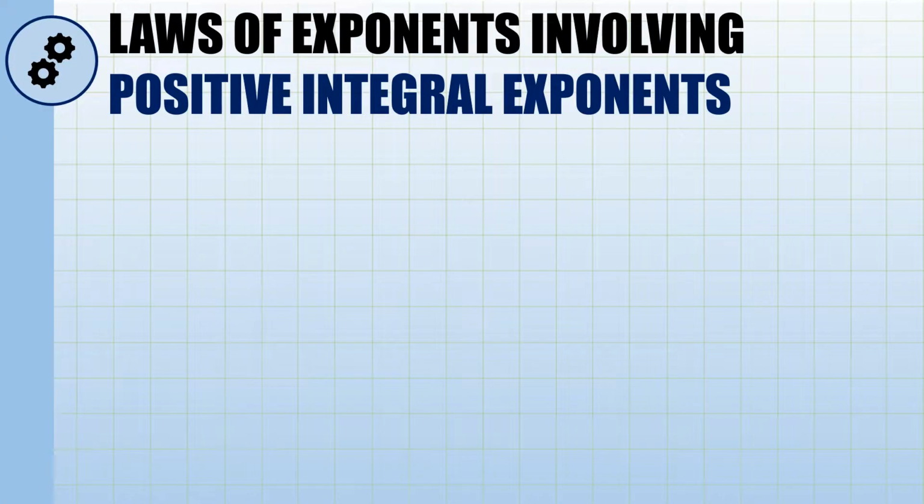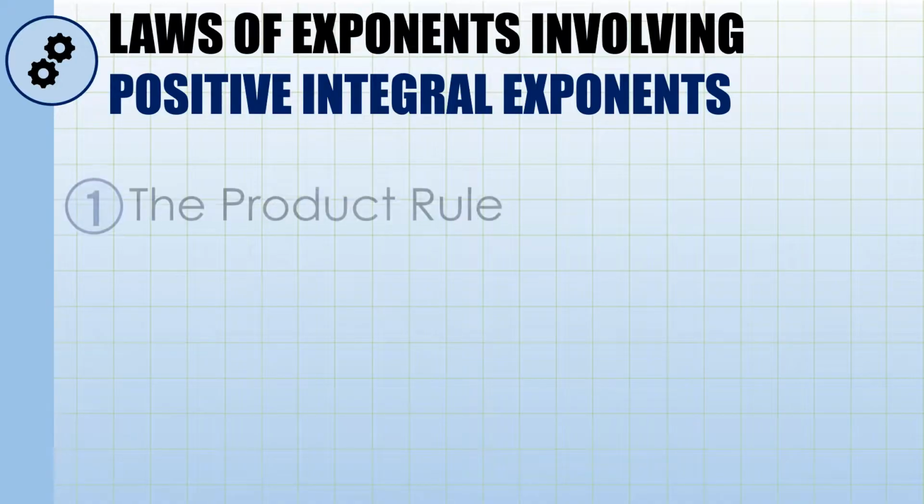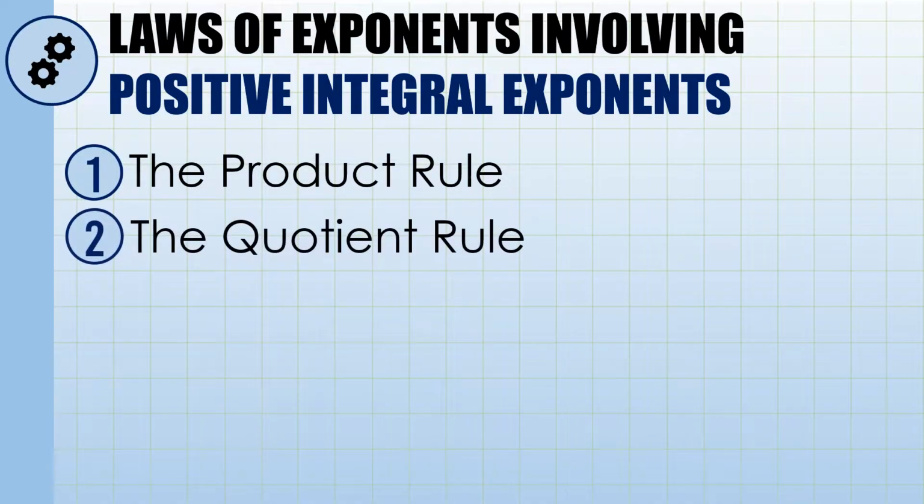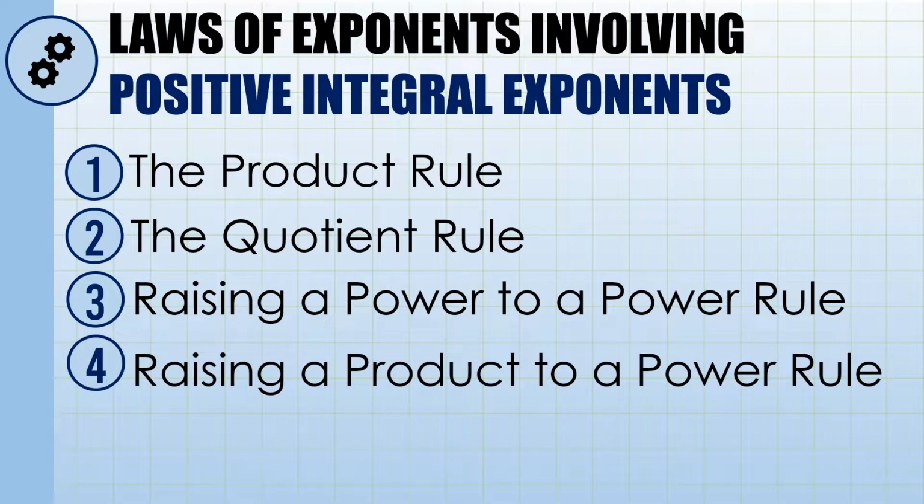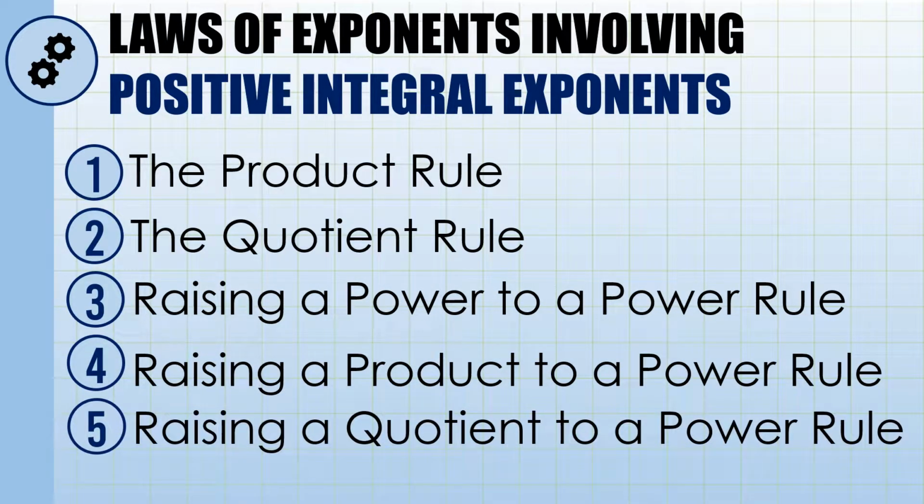Okay, ngayong alam na natin na ang mga numbers at variables na may exponent ay tinatawag na exponential expressions, pag-uusapan naman natin ngayon kung ano yung mga laws of exponents. Ito yung mga rules na ginagamit natin o ina-apply natin para ma-simplify yung mga exponential expressions na yan. Ngayon, umpisahan natin sa mga laws of exponents involving positive integral exponents. And we have 5: the product rule, the quotient rule, raising a power to a power rule, raising a product to a power rule, and raising a quotient to a power rule.